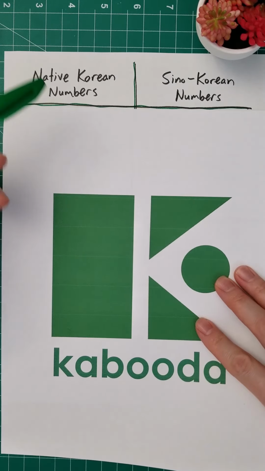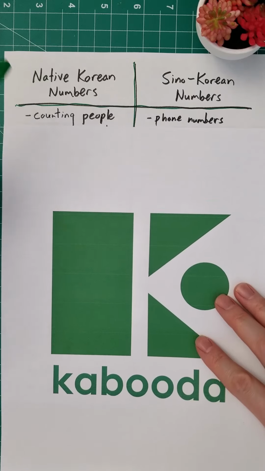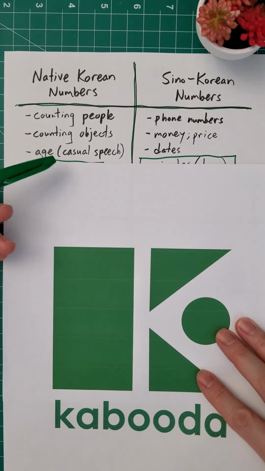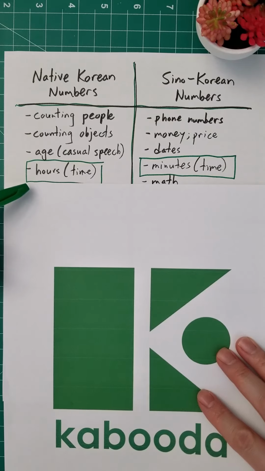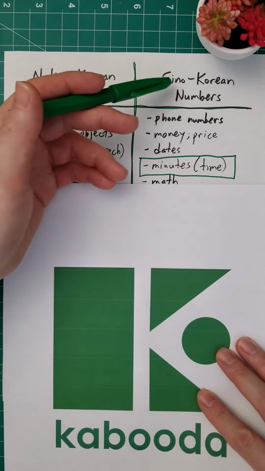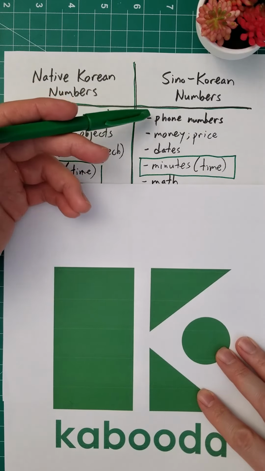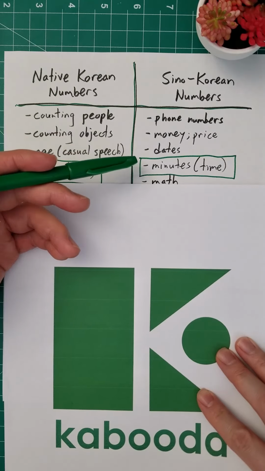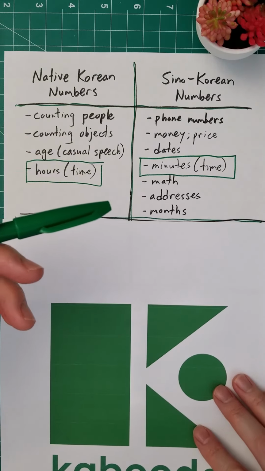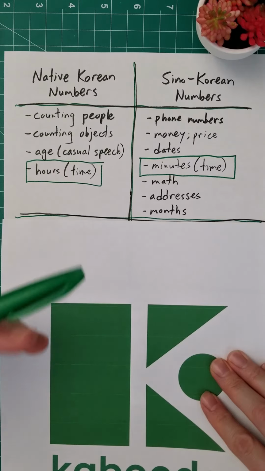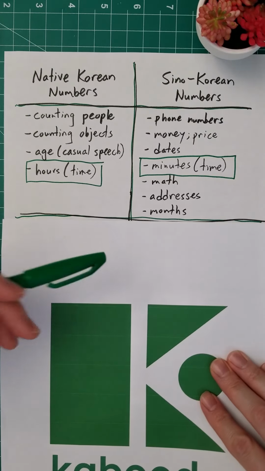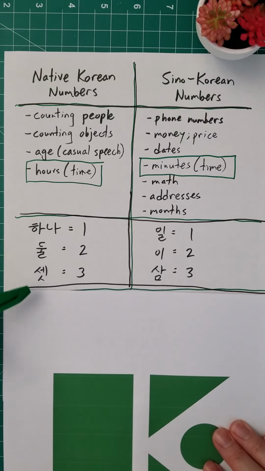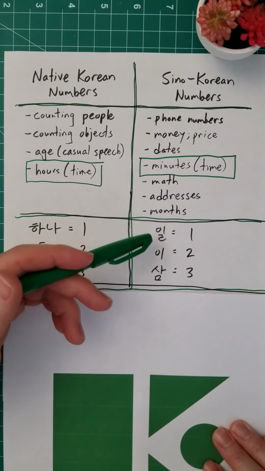And just to recap, the native Korean numbers are used for counting people, counting objects, age, casual speech, and hours when telling time, to name a few. And for the Sino-Korean numbers, we use phone numbers, money, price, dates, minutes when telling time, math, addresses, and months, to name a few. And to give you a quick reminder about which ones are native and which ones are Sino, the natives are 하나, 둘, 셋, and the Sino are 일, 이, 삼.